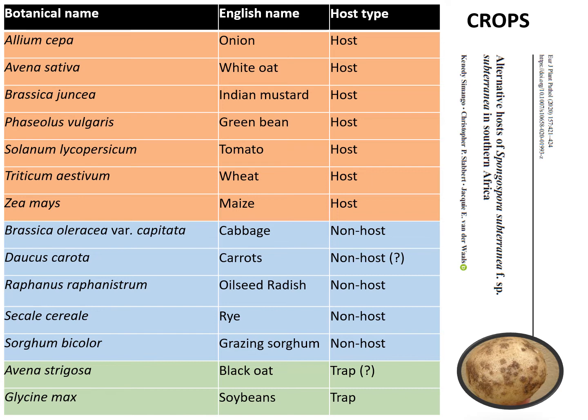Those shown in blue and green are crops that can be planted in rotation with potatoes, as they are either non-hosts or trap crops. You'll see I do have a question mark after carrots and black oat, and this is because in some studies they've been shown to be hosts, while in others they were either non-hosts or trap crops. And I put this down to the use of different cultivars in different studies. So essentially, these studies need to be repeated using a wider range of cultivars.